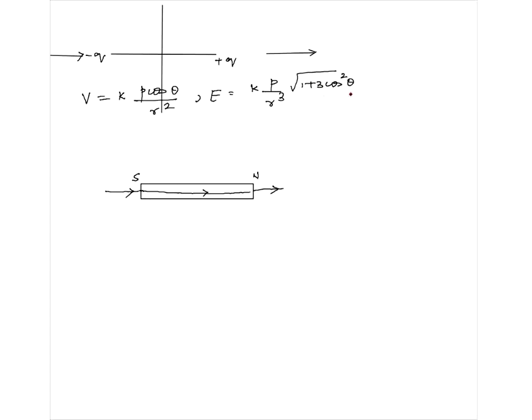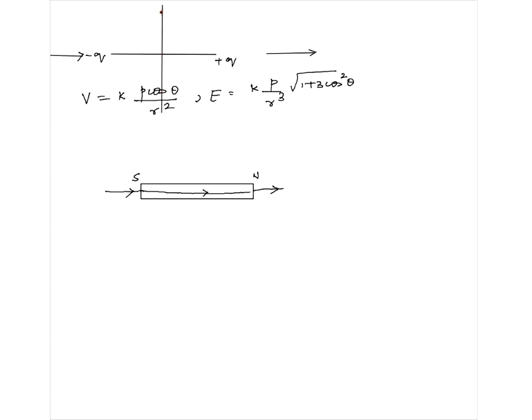Will field be 0? No. It is Kp by r cube. Regarding the field's magnitude, it is simple. You just put cos theta 0, Kp by r cube.